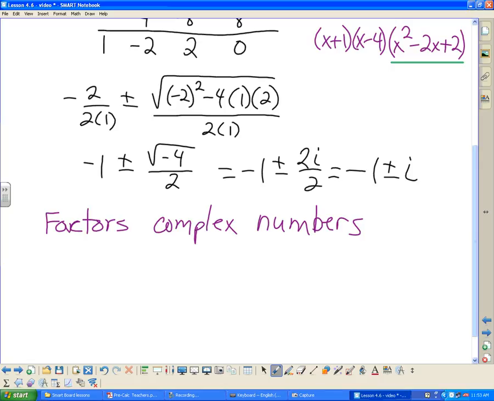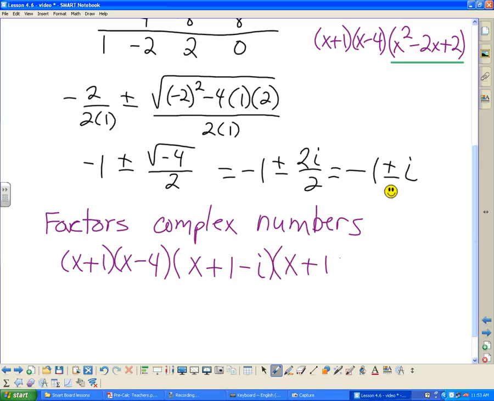So we have x plus 1, x minus 4, and then we have x minus the zeros. We're going to have the opposite of each zero. So we have x minus (1 plus i) and x minus (1 minus i).